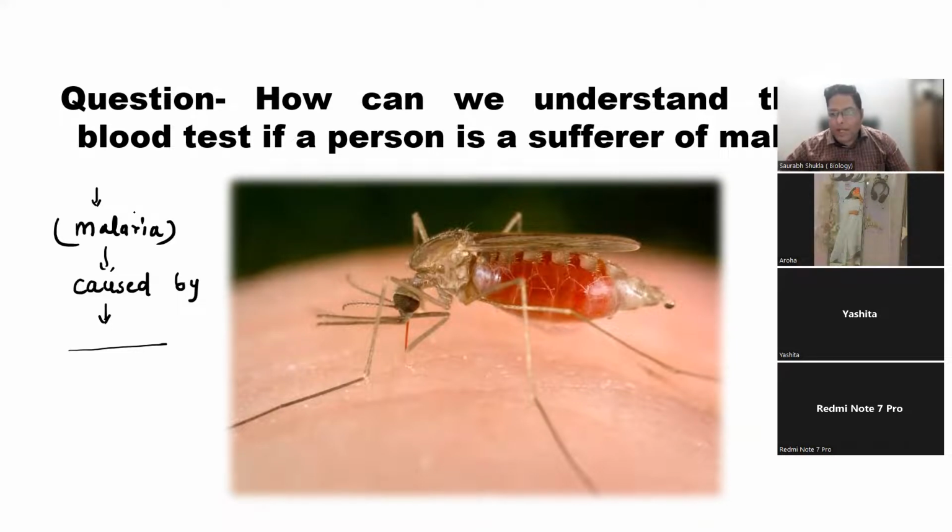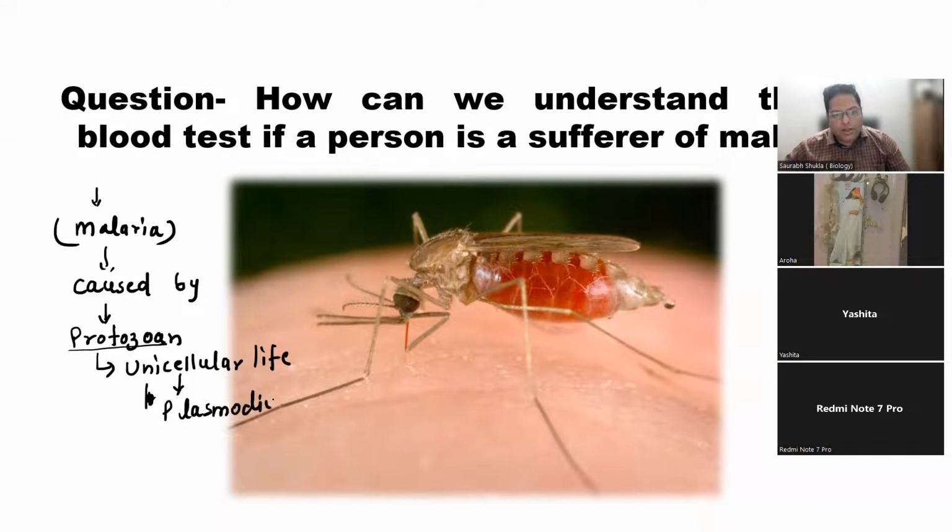Okay, so Aroha said something. Malaria is caused by a protozoan. Correct answer. Malaria is caused by a protozoan. What is a protozoan, child? It's one of the unicellular life forms, and that's why this unicellular life is also called plasmodium. Right? So, child, if the question comes, malaria is caused by, the answer is not a mosquito.